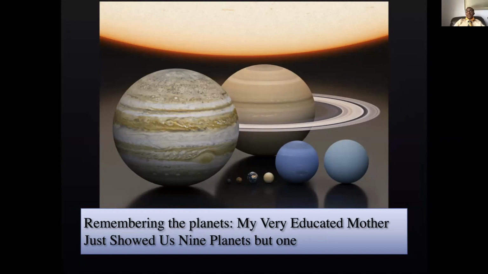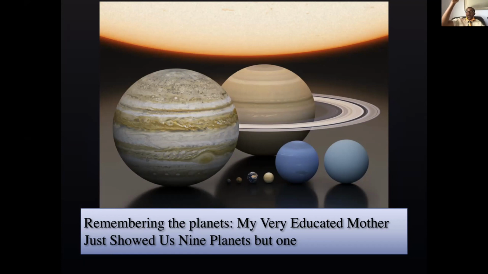Here they are. You can see the sun and all the others around it. There used to be 9, but now they've been reduced to 8. All right. So what are the 8 planets? When I was studying, when I was your age, I was taught to use this particular phrase to remember them. And this is what it said: My very educated mother just showed us 9 planets, but one. I had to put the 'but one' now because the 9th one is gone.